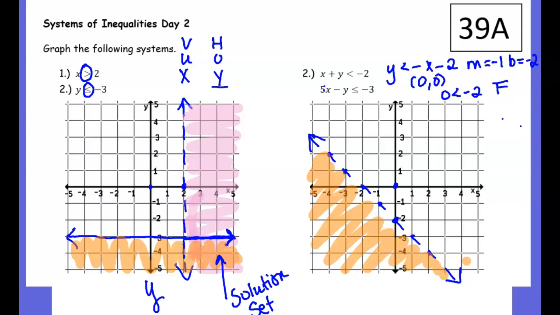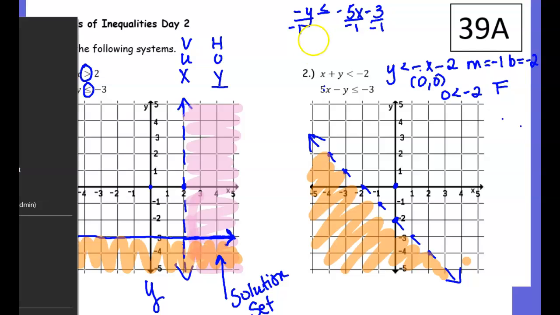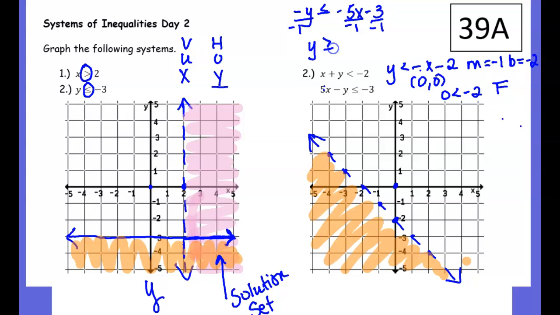Now looking at the next inequality, I'm going to put it into slope-intercept form. For purposes of space, I'm going to do that up here. I get -y is less than or equal to -5x minus 3. I'm going to be careful here because I'm going to divide both sides by -1. Remember, with an inequality, you need to flip the inequality symbol when you divide by a negative. So I flip it to greater than or equal to. That's a positive 5x plus 3. From there, I can identify my slope is 5, my y-intercept is 3. So it's a little bit easier to graph.